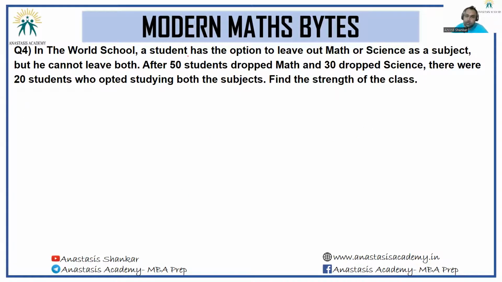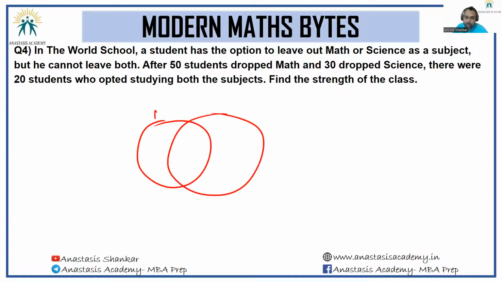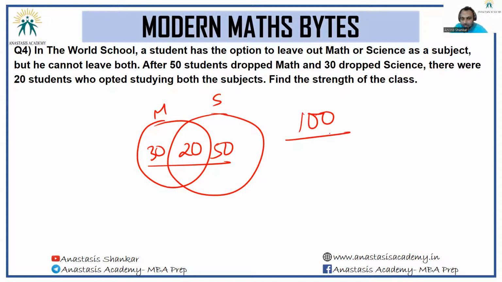Next, in the world school, a student has the option to leave out math or science as a subject, but he cannot leave both. After 50 students dropped math and 30 dropped science, there were 20 students who opted studying both the subjects. Find the strength of the class. If you go back, question 2 is precisely a replica of this, or this is a replica of question 2, whichever order you want to understand it in. You can happily make a Venn diagram, math, science, 50, 30, 20, strength of the class, 100. This question doesn't deserve explanation. It is exactly the same as the second one.